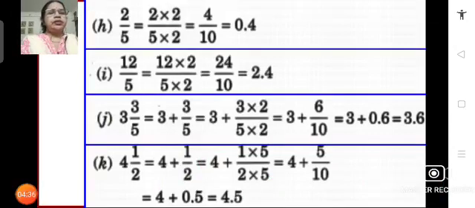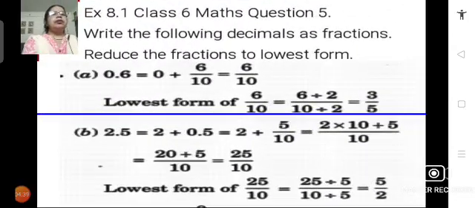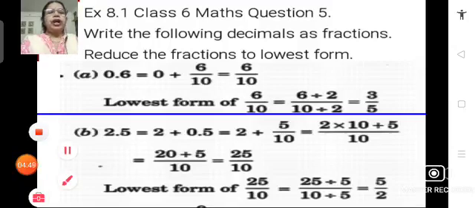Now next question. Question number 5, exercise 8.1. Write the following decimals as fractions and reduce the fractions to the lowest form. So here in this question, what we have to do? We have to write the given decimal as a fraction and also reduce the fraction to its lowest form.